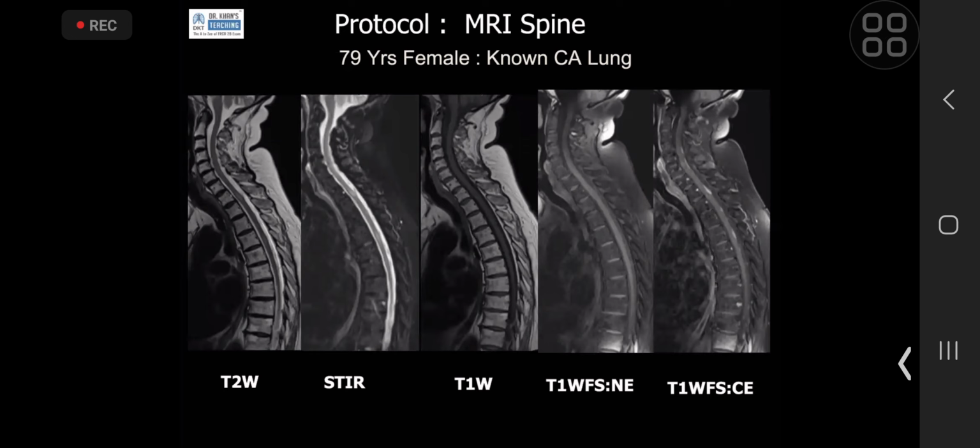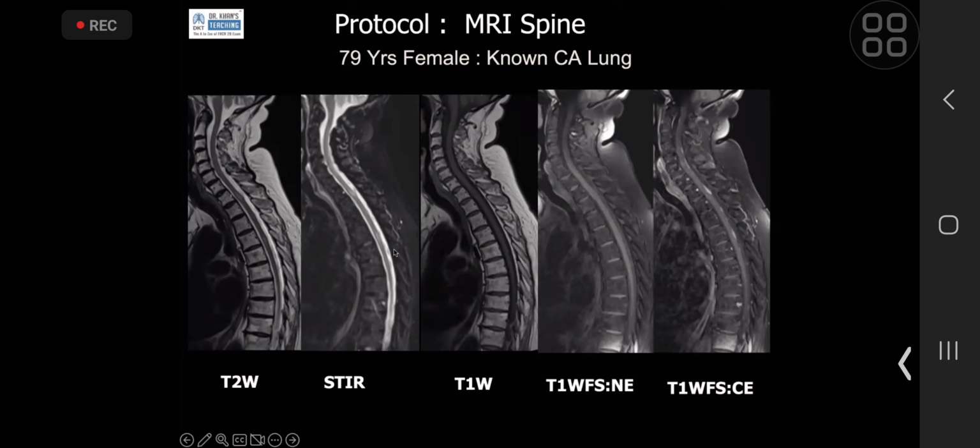Now, the basic sequences of spine include a T2 weighted sequence, then a stir sequence, and then a T1 weighted sequence. These are the basic sequences. Actually, stir is done when it is required. Otherwise, T2 and T1 are the basic, particularly the sagittal sequences. So you have to develop your eyes on that.